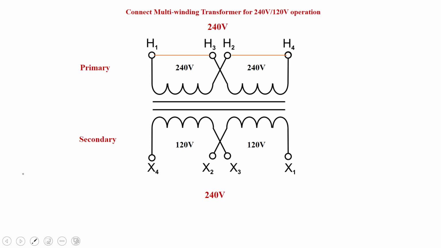On the secondary, it's going to induce 120 volts on each winding. So we want to produce 240, so we will have to put them in series. So now those voltages on the secondary add, and they produce 240 volts.